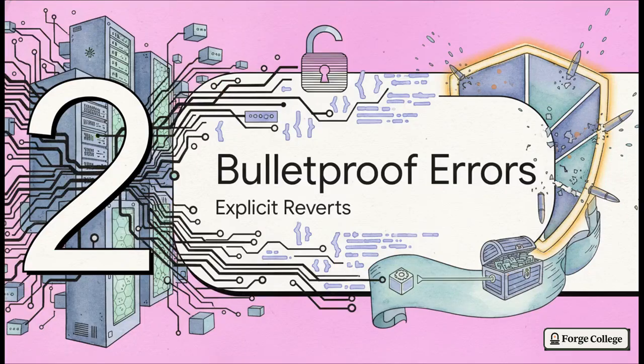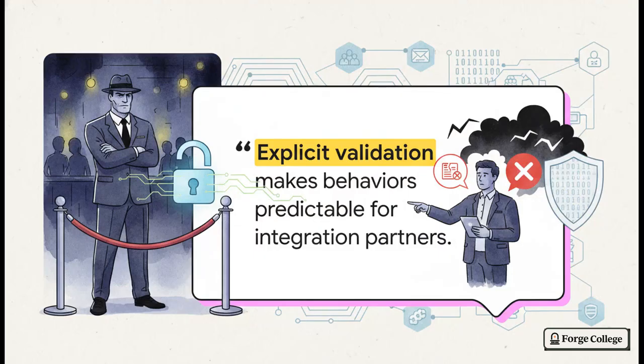Okay, Section 2: bulletproof error handling, explicit machine-readable reverts. Let's check it out. I absolutely love this analogy. Explicit error handling is exactly like having a really strict but super professional bouncer at a club. If you do something wrong, they don't just toss you out onto the pavement in total silence, right? They tell you exactly which rule you broke so you can go fix it. Vague errors are completely useless to integration partners who are out there trying to interface with your smart contracts.